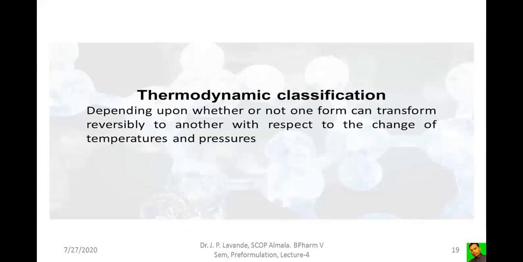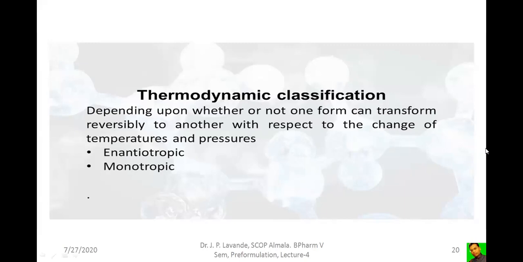So here the transformation that will occur, that is the conversion, that is the change, can be reversible or irreversible. Reversibly, we can take it back; irreversible, that cannot be reversed back, the change cannot be reset. It is because of the differences in the temperature and the pressures. Now based on these, there are two different types: enantiotropic and monotropic polymorphs.